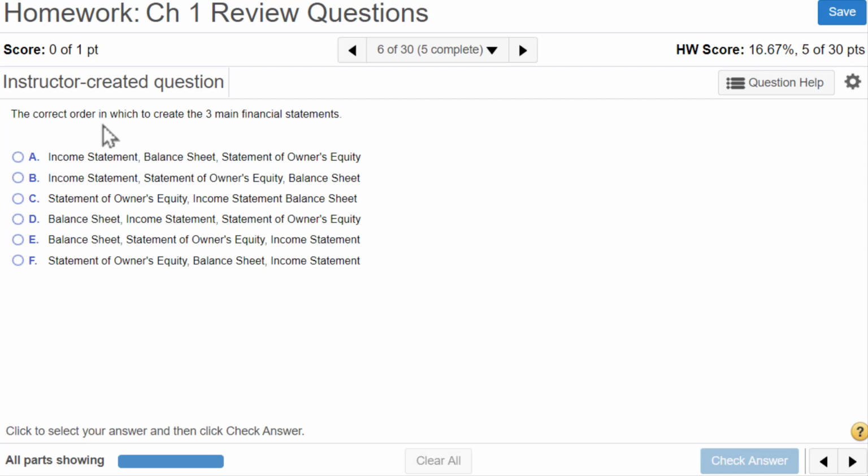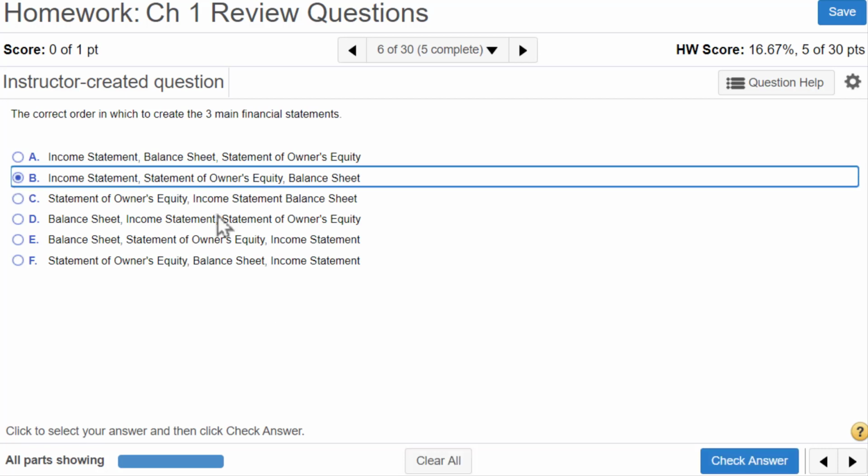Now, what's the correct order in which to create the three main financial statements? So which one do we create first? It's the income statement, so it's either A or B. Which one comes next? Statement of owner's equity, and then the balance sheet is last. The reason the income statement is done first is you need to calculate net income for the statement of owner's equity, and the reason you do the statement of owner's equity before the balance sheet is you need the ending capital from the statement of owner's equity to go on the balance sheet.